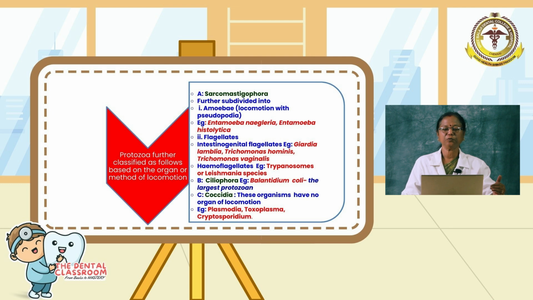The next comes the group Coccidia. The Coccidia are organisms which don't have any organ for locomotion. They don't move and they don't have any organ of locomotion. Examples are Plasmodia, Toxoplasma and Cryptosporidium.